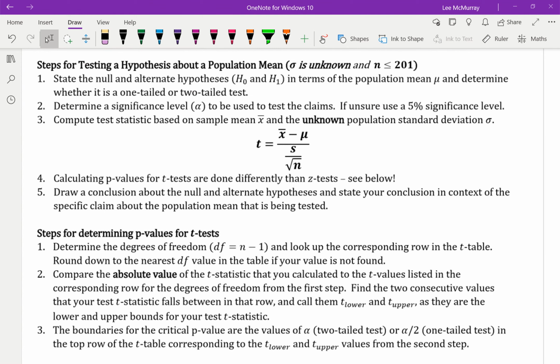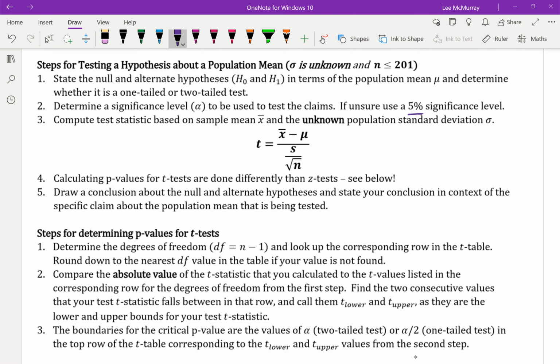Testing a hypothesis about a population mean where the standard deviation is unknown and n is less than 30. In this case we need both of those to be present, and when both are present, we're looking at the t-distribution. For step 1, it's the same: we state the null and alternate hypotheses, H0 and H1. Number 2, we identify the significance level, using 5% as a default value if unstated.